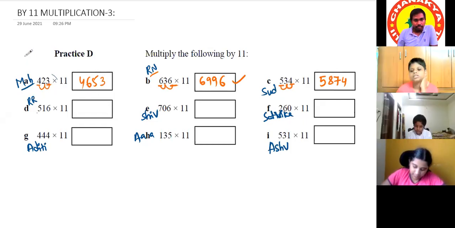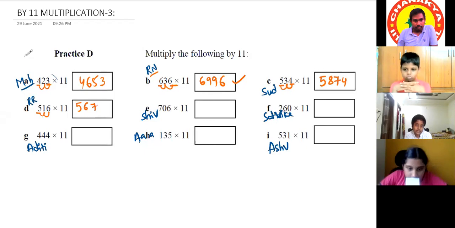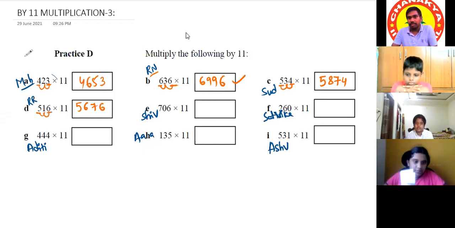Yes, sir. The question is 516 into 11. So the first number is as is, which is 5. Then 5 plus 1 is 6. 1 plus 6 is 7. And the last digit remains the same, which is 6. That's it. So the answer will be 5,676.